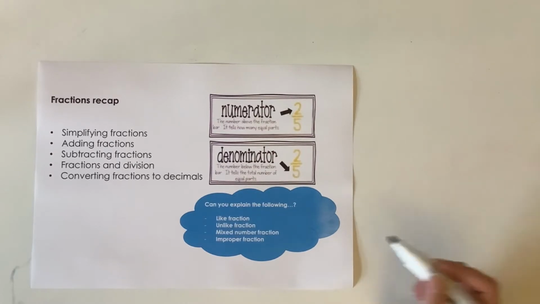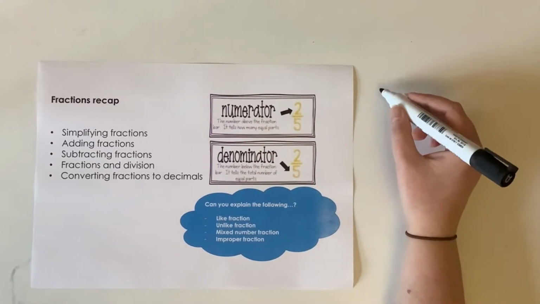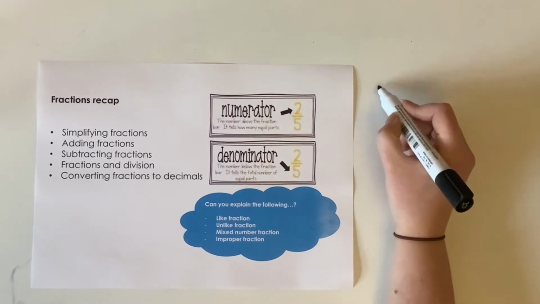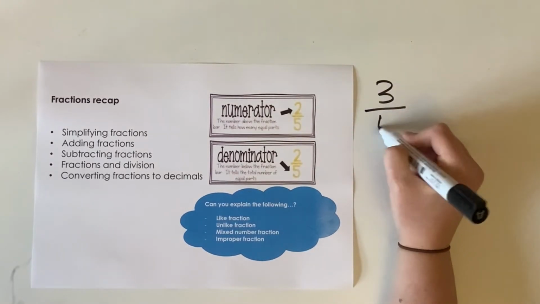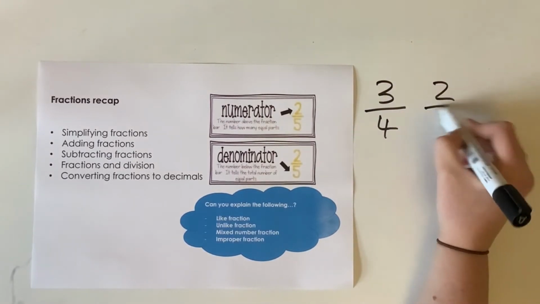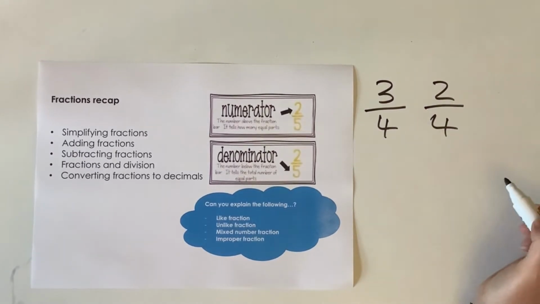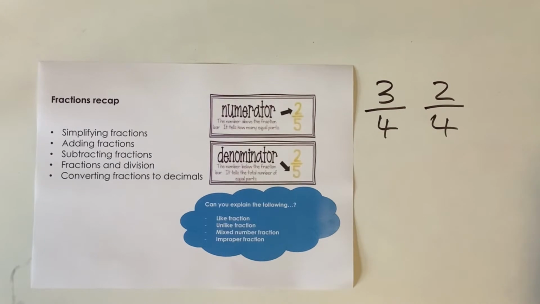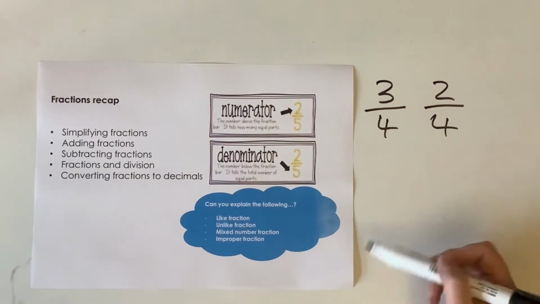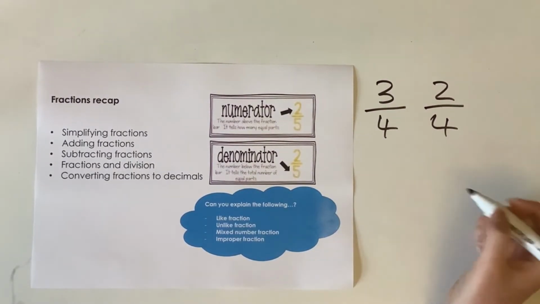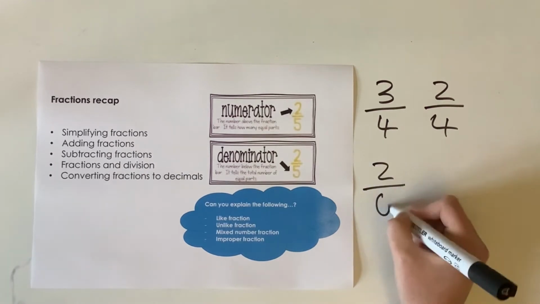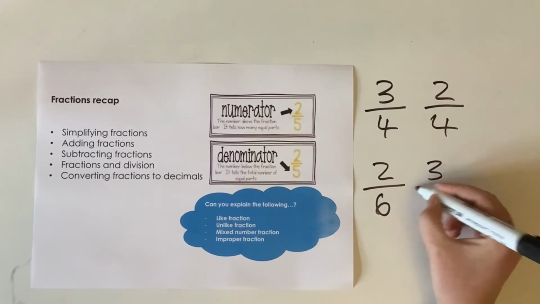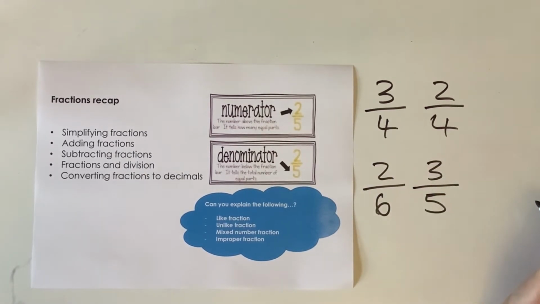Okay, so a like fraction is where you've got two or more fractions where the denominators are the same. So for example, these two fractions are like fractions because the denominators are the same, they're split into the same number of equal parts. Okay, an unlike fraction, therefore, is when the denominators are different. So if I had 2/6 and 3/5, they're unlike because the denominators are different. There's a different amount of equal parts.